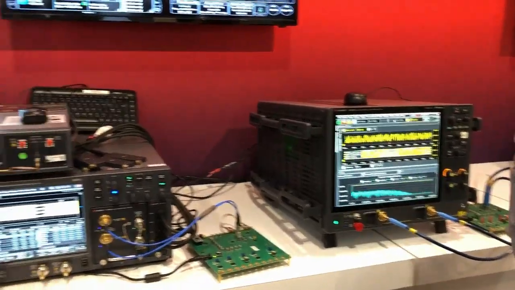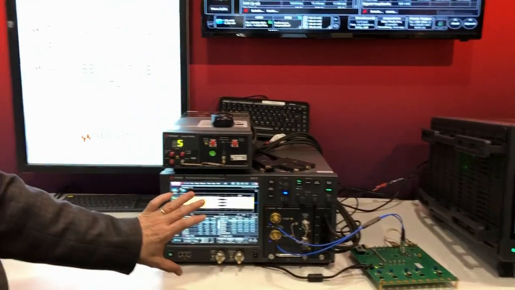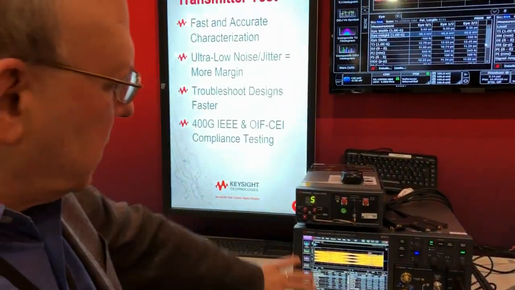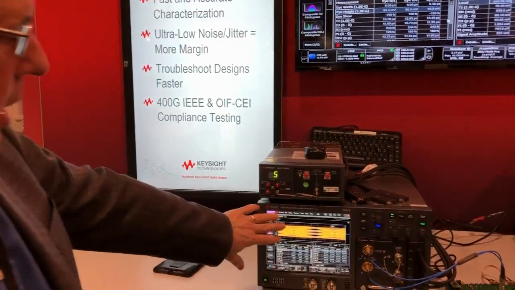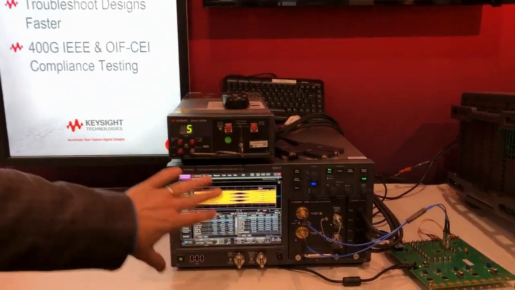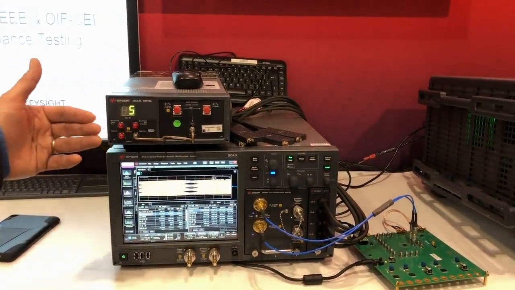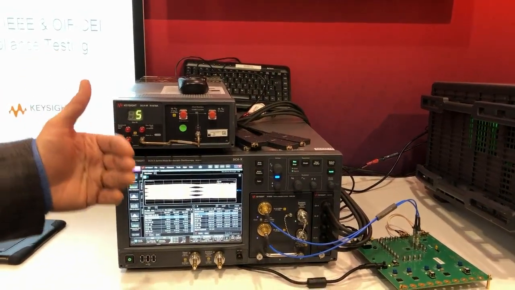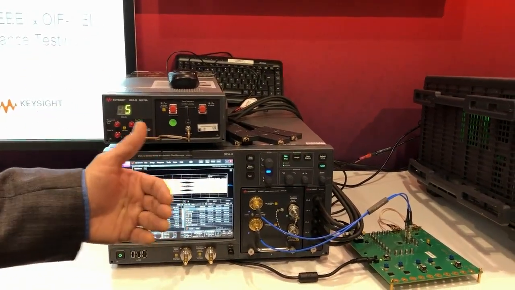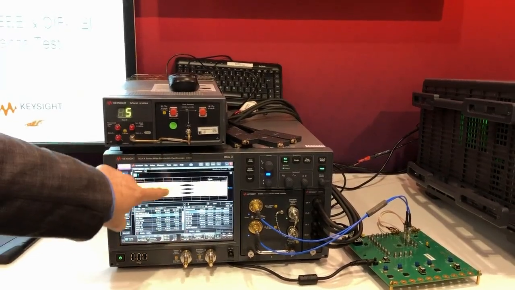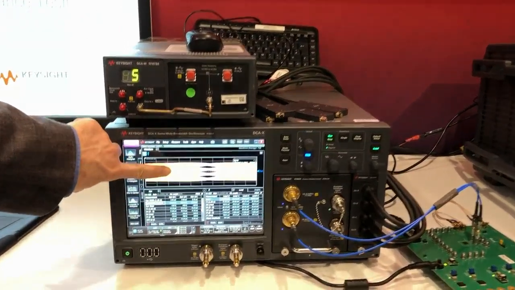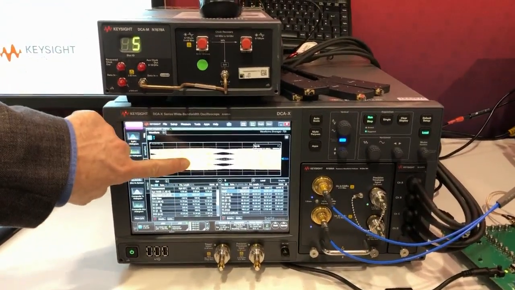Okay, and for those who aren't familiar with a real-time scope versus a sampling scope, what this sampling scope actually does is it takes many signals and overlays them. It samples at a relatively slow rate, but takes many samples and then overlays these signals on top of each other, and that gives you the eye diagram.